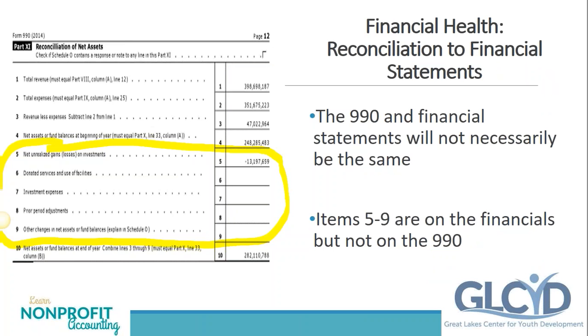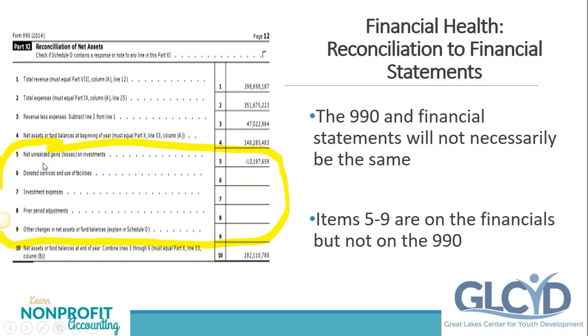So let's look at this part, which is the reconciliation to the financial statements. And this is part 11. And the highlighted part that I've circled here, these are things that are listed on the financial statements, but they are not listed on the 990. So that's why this is the reconciliation between the financials and the 990.